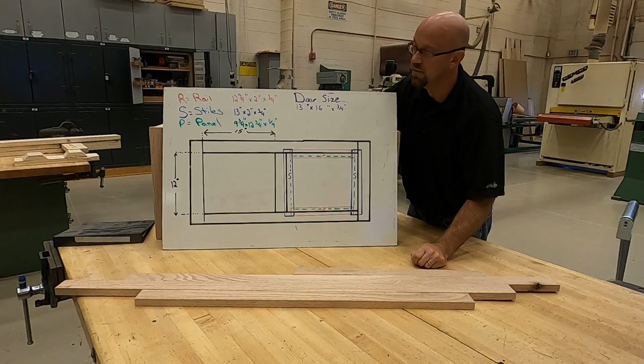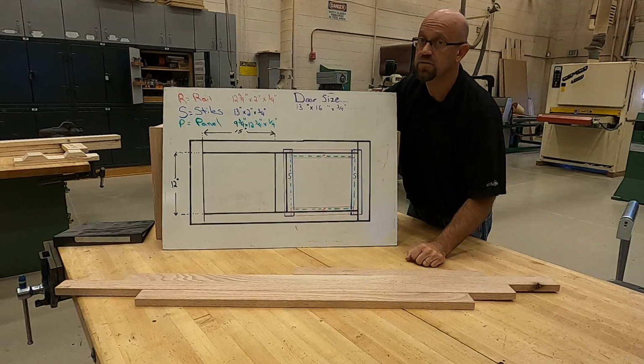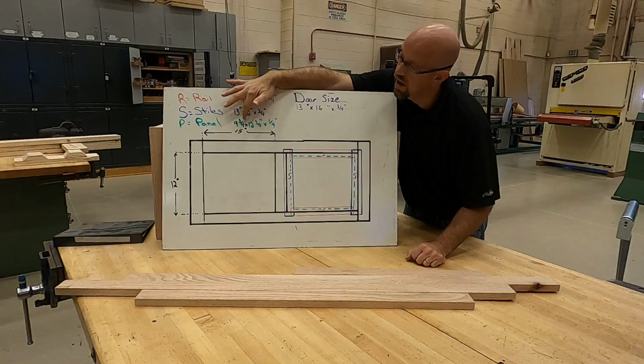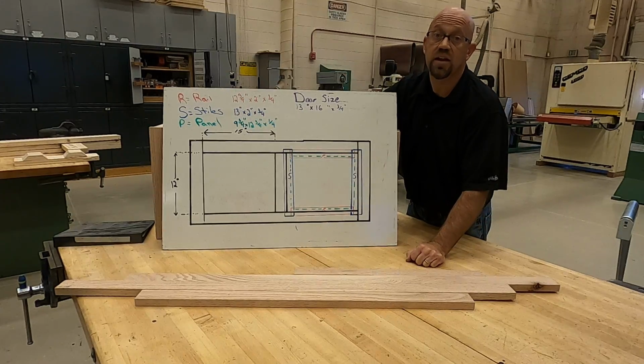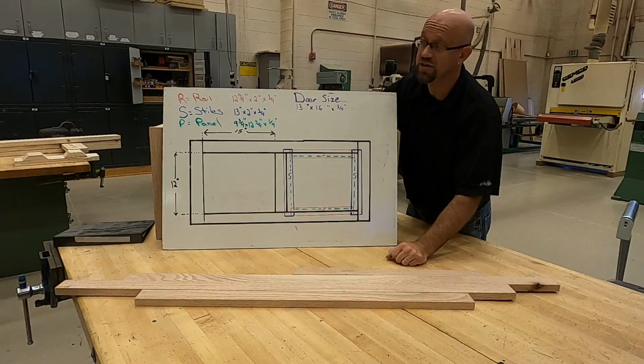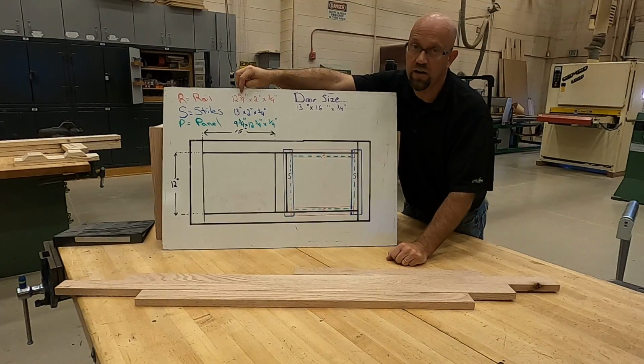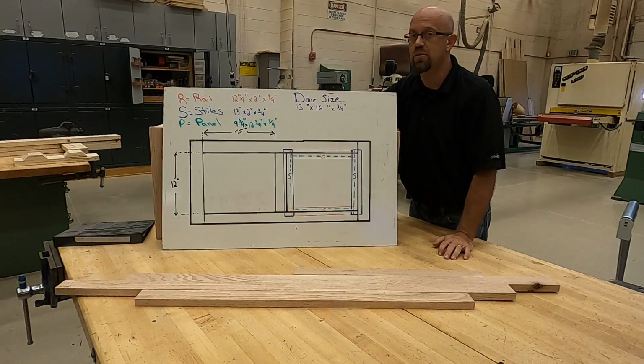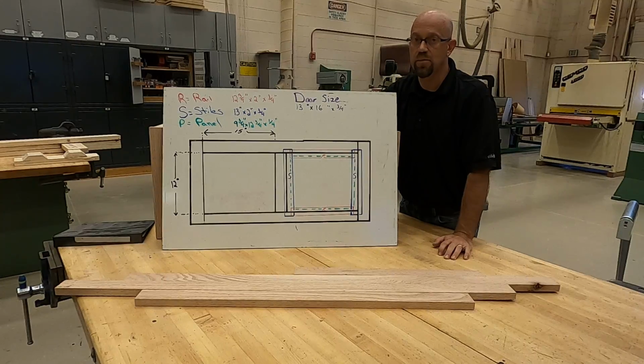3/8 at the top, 3/8 at the bottom. 3/8 plus 3/8 is 3/4. That's how you get 9 3/4. Then again, the same process for the sides, for the width of the panel, or you can just steal it. It's the same width as the rail, as long as you're using a stable material for the panel.